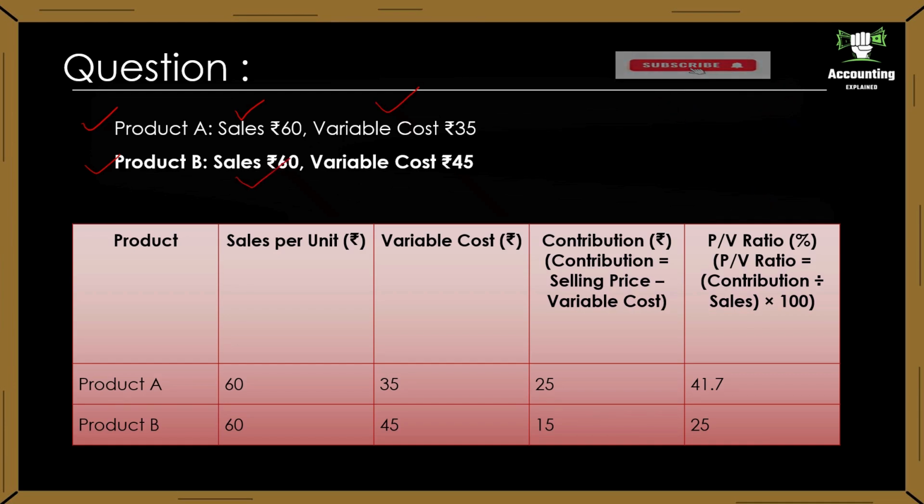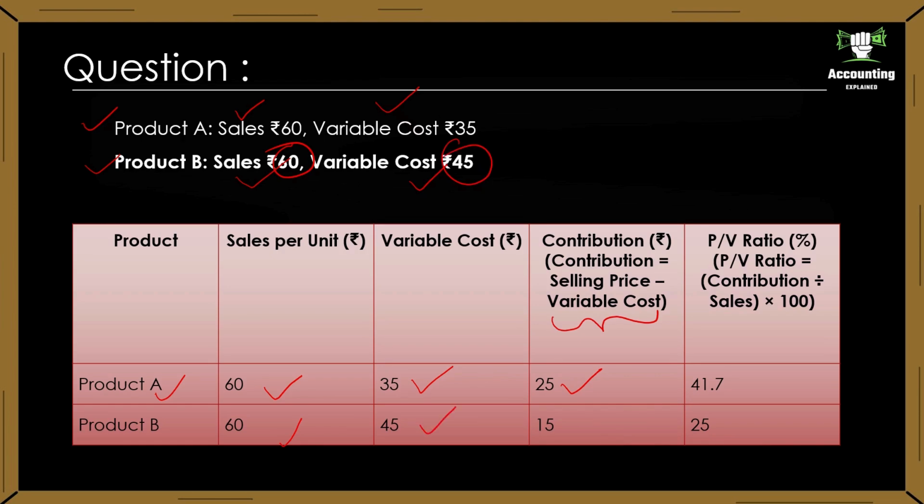So I have made a table for finding out the PV ratio. Product A is having a selling price of 60, variable cost of 35. So contribution formula is selling price minus variable cost, which comes to 25. Similarly, product B has a selling price of 60 and variable cost per unit of 45. We have a contribution of selling price minus variable cost, which is 15.